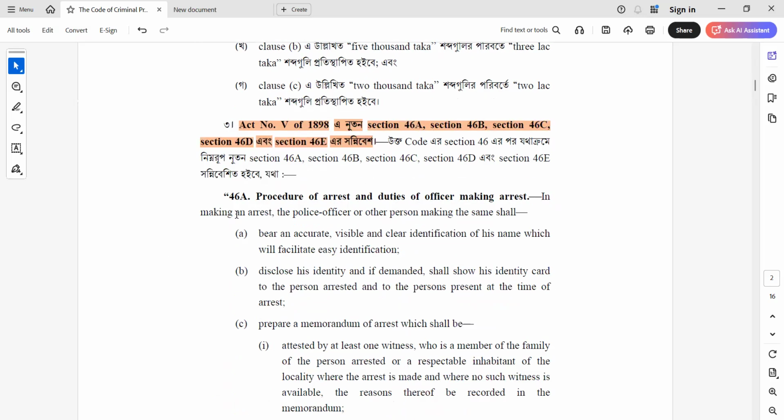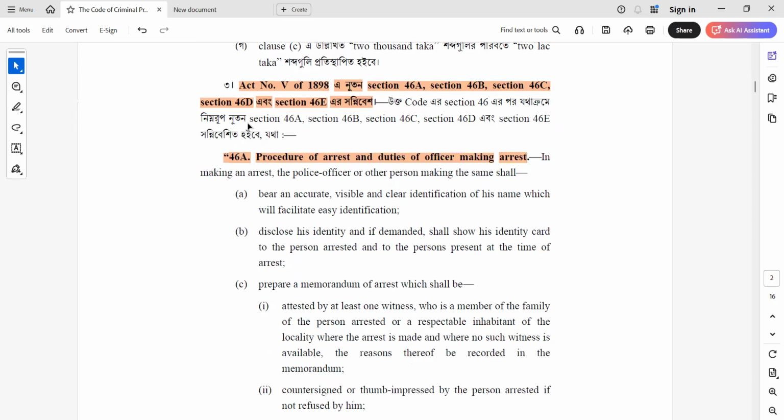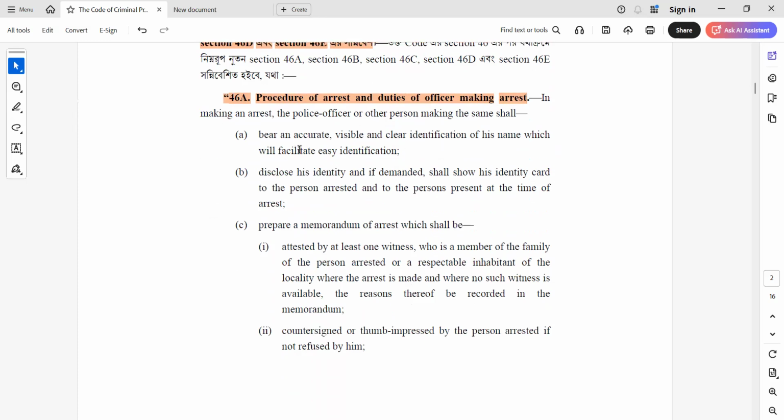So let's read Section 46A. Procedure of arrest and duties of officer making arrest. In making an arrest, the police officer or other person making the same shall, point A, bear an accurate, visible, clear identification of his name, which will facilitate easy identification. Point B, disclose his identity, and if demanded, show his identity card to the person arrested and to the persons present at the time of arrest.